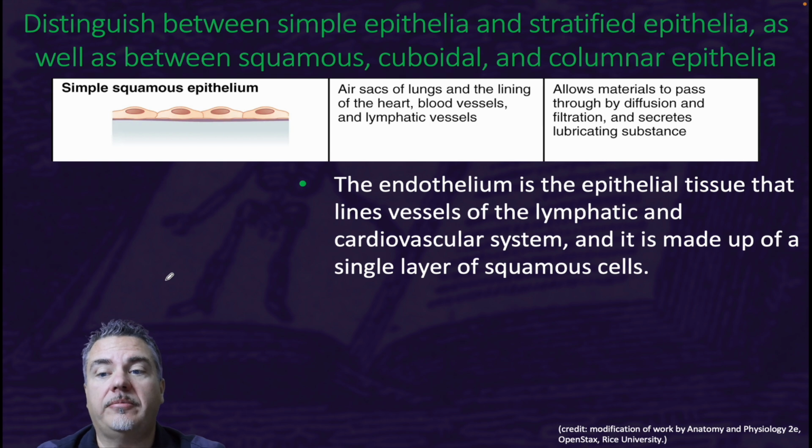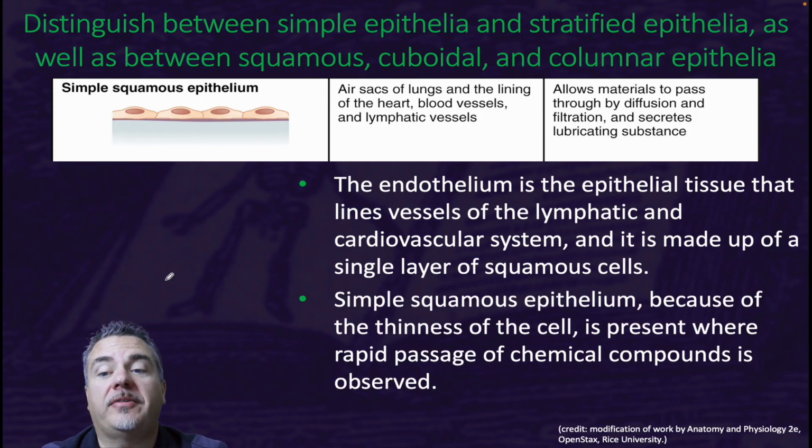The endothelium is the epithelial tissue that lines vessels of the lymphatic and cardiovascular system and is made up of a single layer of squamous cells. So these are used for the air sacs of lungs and the lining of the heart, blood vessels, and lymphatic vessels. It allows materials to pass through by diffusion and filtration and secretes lubricating substances.